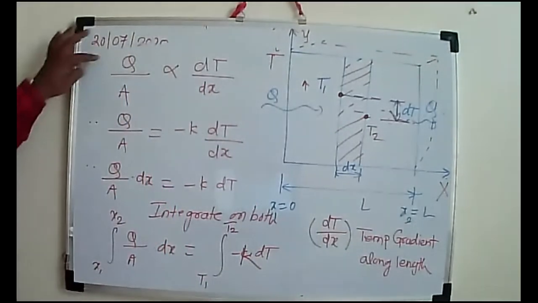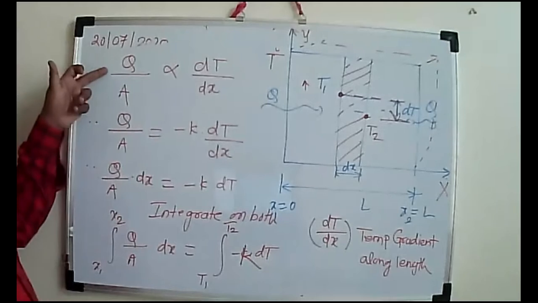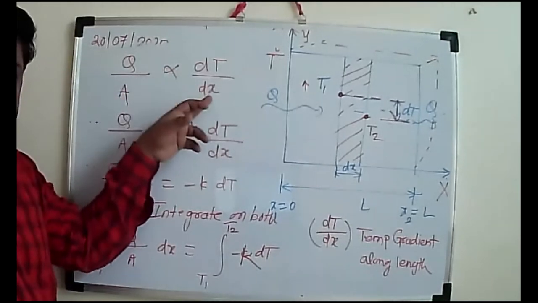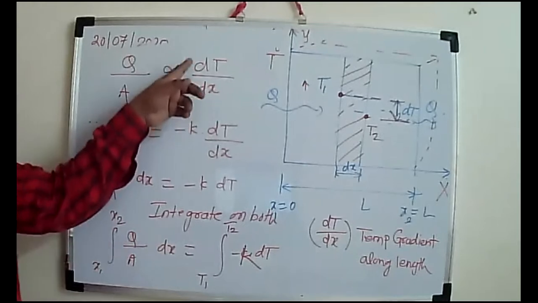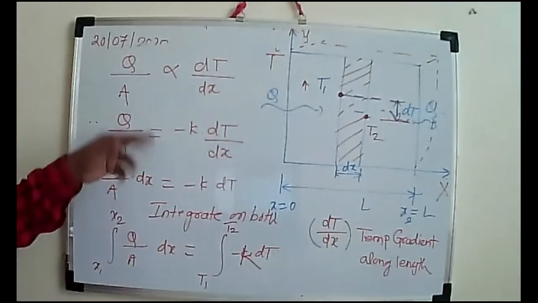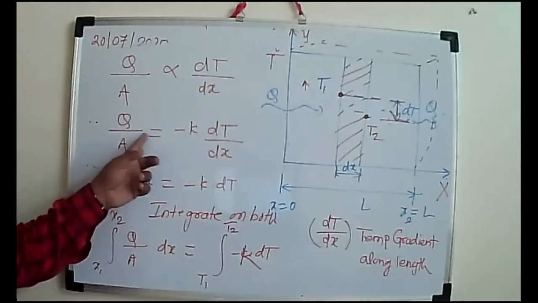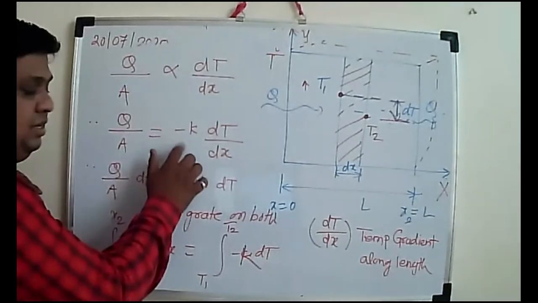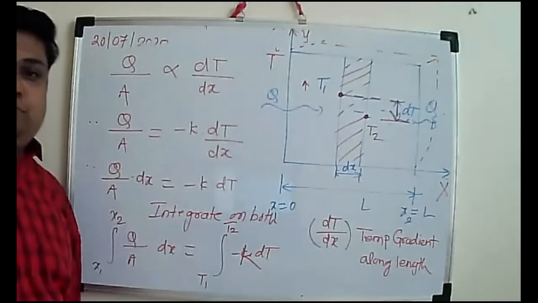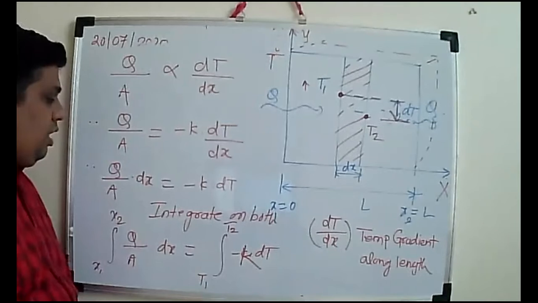So this is according to the Fourier law. The rate of heat flow per unit area is directly proportional to the temperature gradient of the system. dT by dx is nothing but the temperature gradient. Then we have removed the proportionality sign and just equated by inserting this sign. This is the minus sign. I am explaining why the minus is given.